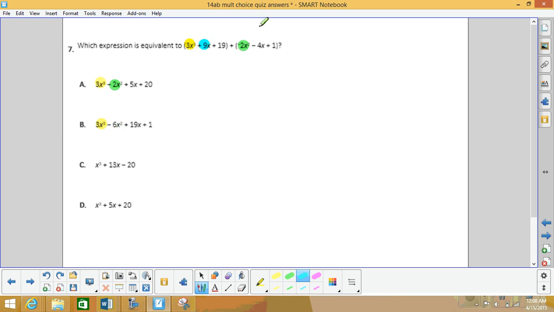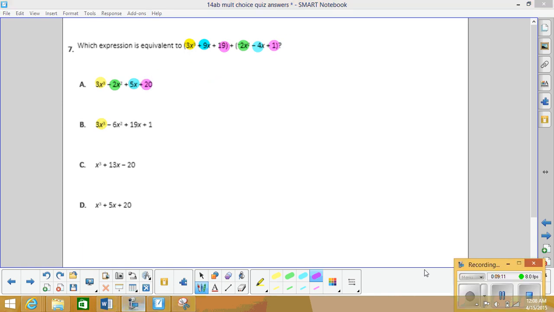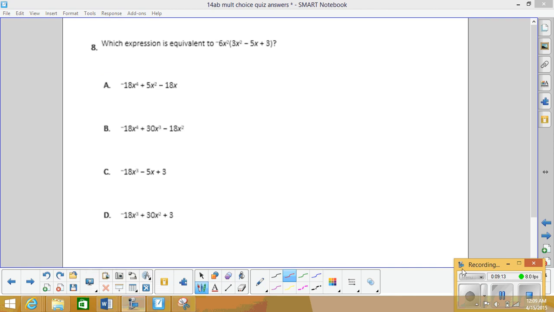But if you wanted to continue, 9x and minus 4x make a positive 5x. And then 19 plus 1 makes 20. Okay, so 7 should have been A. Alright, so here's where it got a little bit different. You're just trying to figure out which one of these is equivalent, and so this is just following the distributive property. So negative times a positive is negative, negative, negative, negative. So far all of them are still in the running.